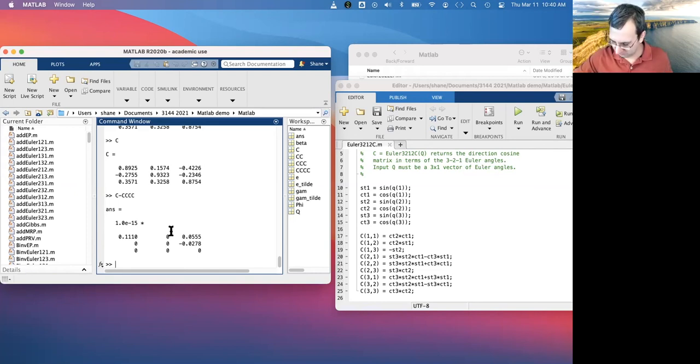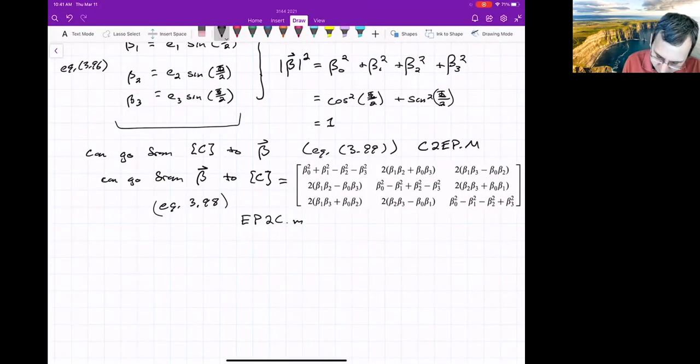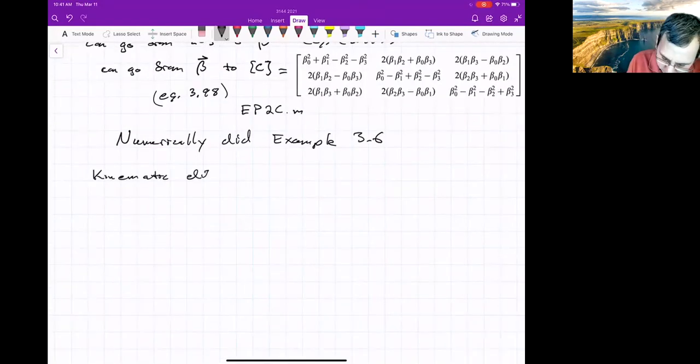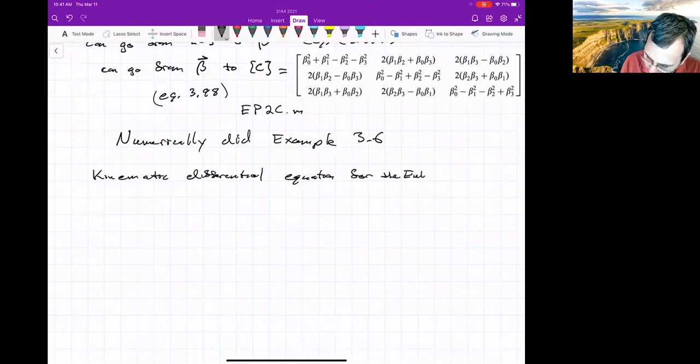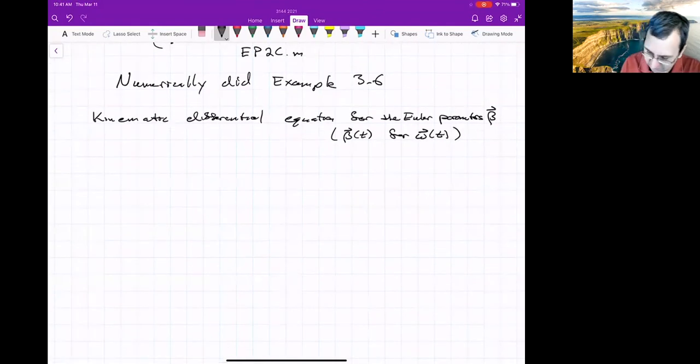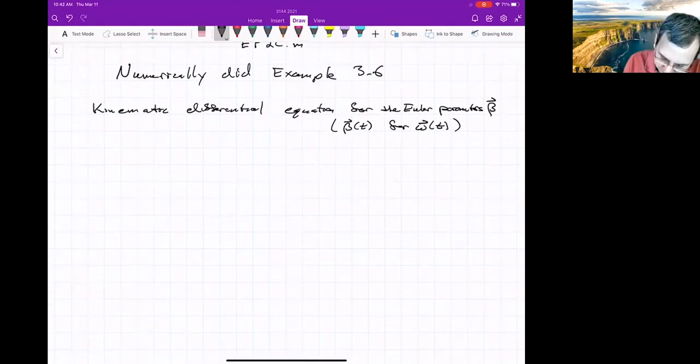I think the thing that we'll end with is the kinematic differential equation for the Euler parameters. So we just did that example, example 3.6. The kinematic differential equation for the Euler parameters can be written different ways, right? And this is how they change. So it gives you how beta changes in time from omega changing in time. There's different ways to write it. One way that looks kind of nice, I'll write it this way.